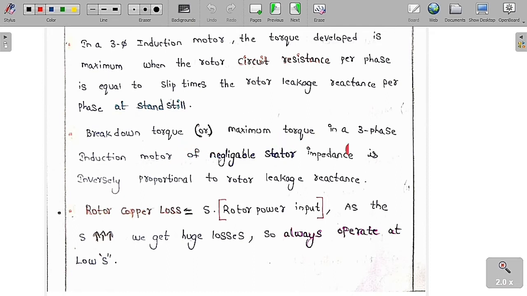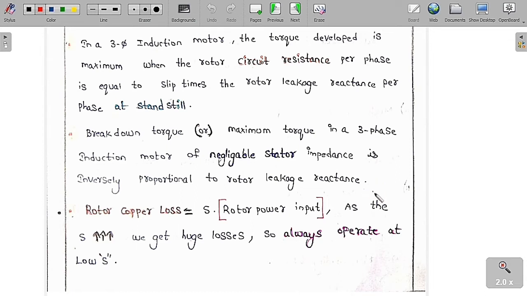Breakdown torque or the maximum torque in a three-phase induction motor of negligible stator impedance is inversely proportional to the rotor leakage reactance. I have already told you the maximum torque is proportional to 1 by 2x2. So simply we can say that it is independent of the rotor resistance. It only depends upon the rotor standstill reactance.